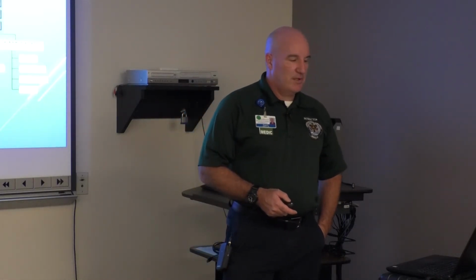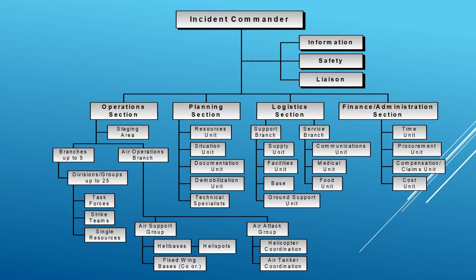Okay, so here's a diagram of what's getting to be a pretty large-scale incident command system for a typical incident. You've got your incident commander, and their direct reports are their command staff: their information officer, their safety officer, liaison officer.